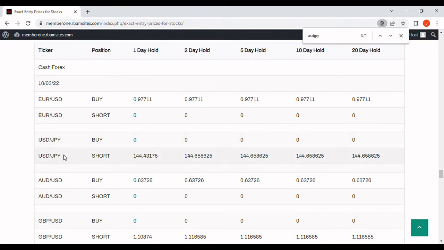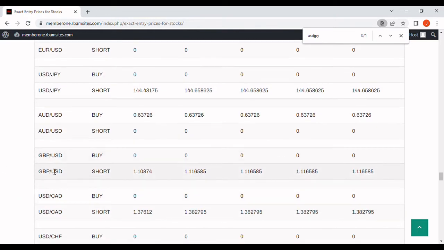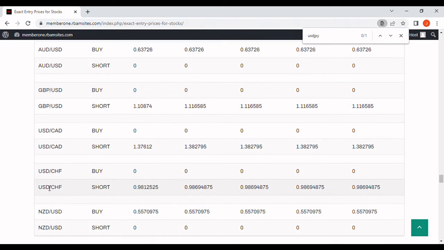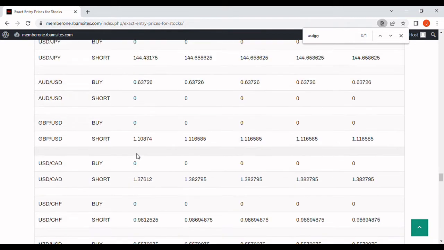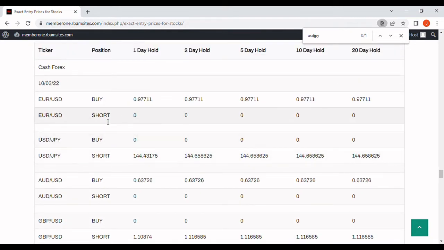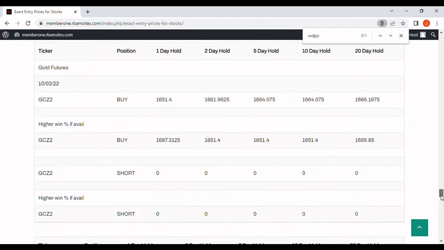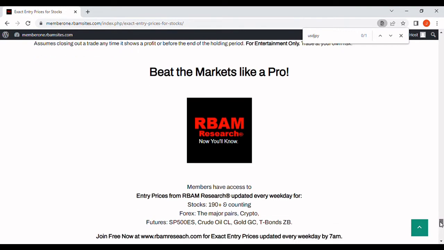We've got the euro, the yen, the Aussie, the pound, Canadian, and the Swiss franc, and the New Zealand dollar, all against the US dollar. They're longs or shorts every day. They come out Monday through Friday by 7 a.m. in the morning. We usually put them out before 6 p.m. the evening before, but we say just for consistency purposes that they're out before 7 a.m. the morning of, and you can get them all absolutely free, no credit card required, at rbamresearch.com.